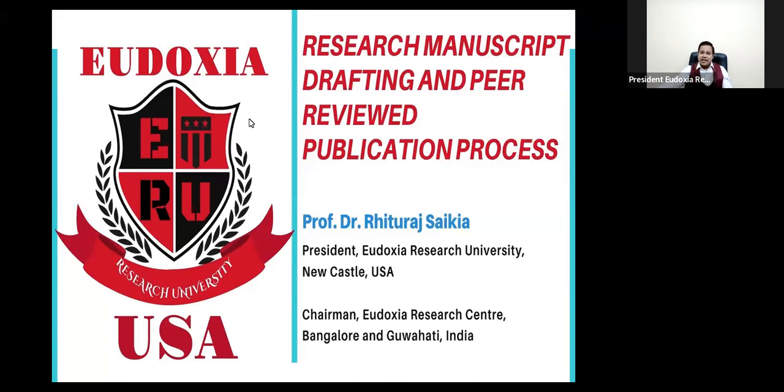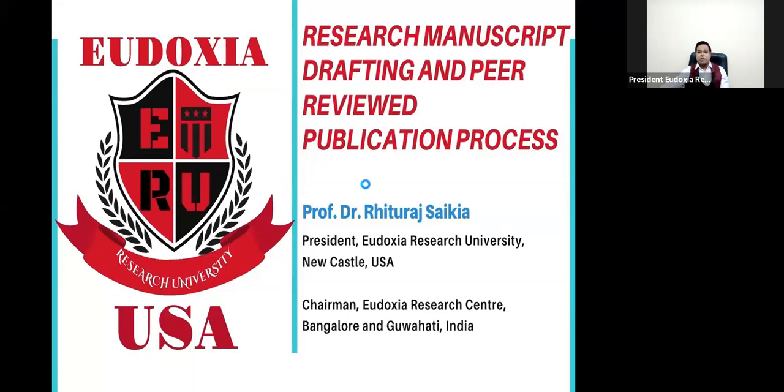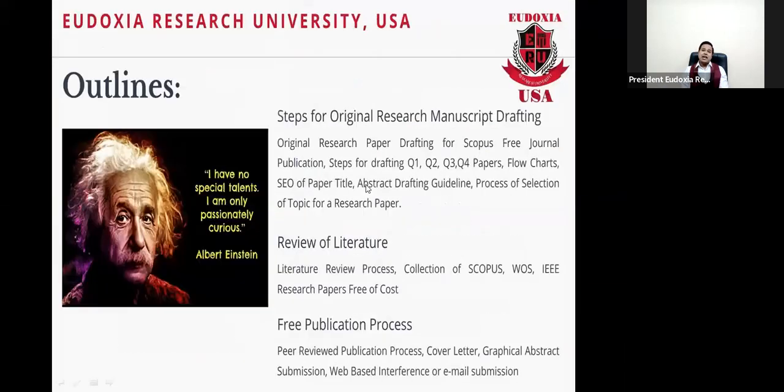Now the question is how you can draft your paper, and how you can have more and more quality publications in a peer-reviewed journal, that is, a Scopus journal purely. We have to publish our work in a Scopus journal, and we need to understand the process of publication and the steps for our research paper.